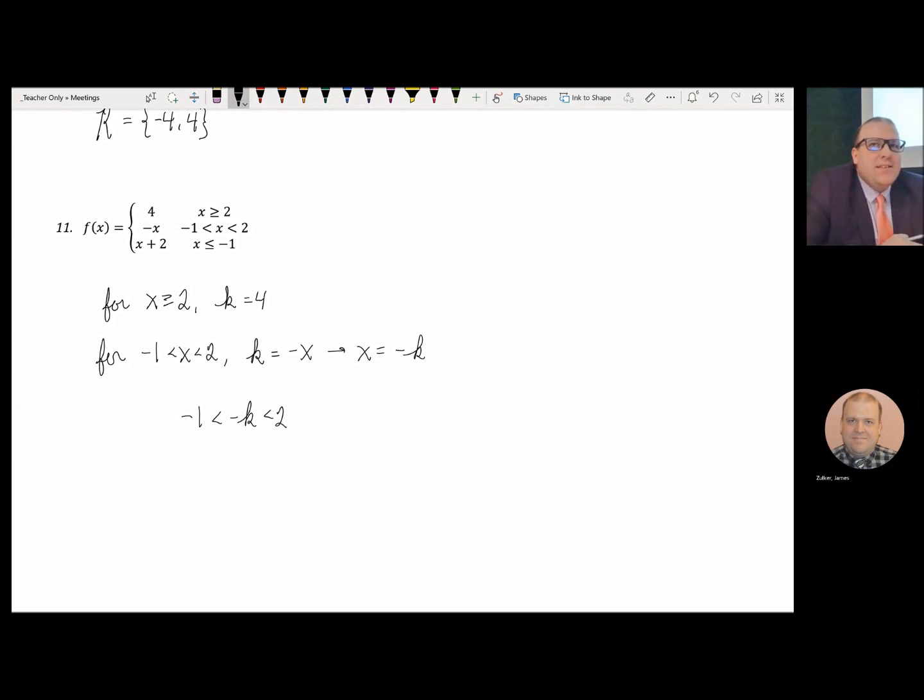So now go back to your inequality and replace x with negative k. What happens if you multiply an inequality through by a negative? The inequality flips. So this would mean 1 is larger than k, which is larger than -2. Which is the same thing as saying -2 less than k less than 1. So that second piece gives you all values between -2 and 1 exclusive, meaning -2 and 1 are not included.